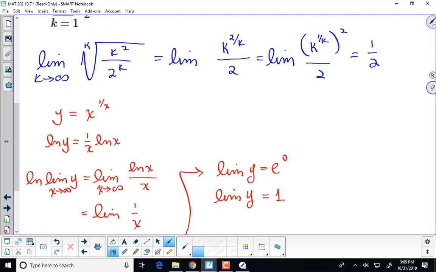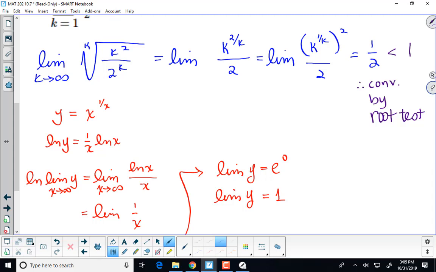So our limit is 1. What is our conclusion? Converges. That's less than 1, therefore it converges by the root test. Conclusively converges by the root test. So the kth root of k approaches 1.